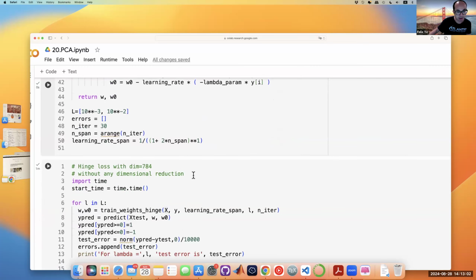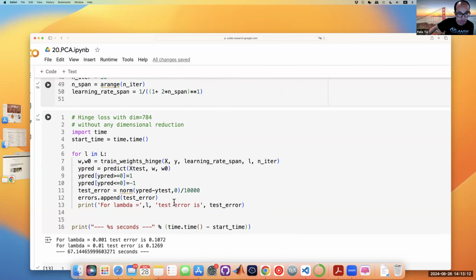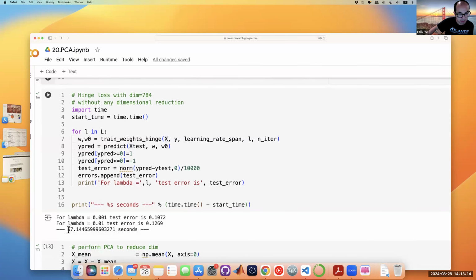This is the one that we work with a dimension of 784. That means we just apply the original data of X, which has a dimension of 784. That takes about 67 seconds. Right, we got this test error right here.